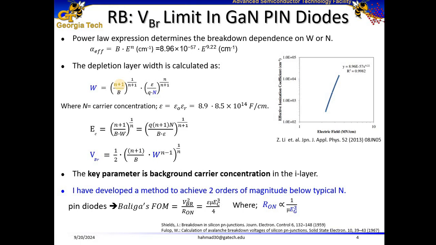The depletion width in a PIN diode is the region where mobile charge carriers, electrons and holes, are depleted due to the built-in electric field. Then we have an expression for the critical electric field as well, and here is another expression for the breakdown voltage. Breakdown voltage is the reverse bias voltage at which a significant increase in the reverse current occurs, causing the diode to enter avalanche breakdown. This depends on the material properties of gallium nitride as well as on the doping concentration and depletion width of the PIN diodes.